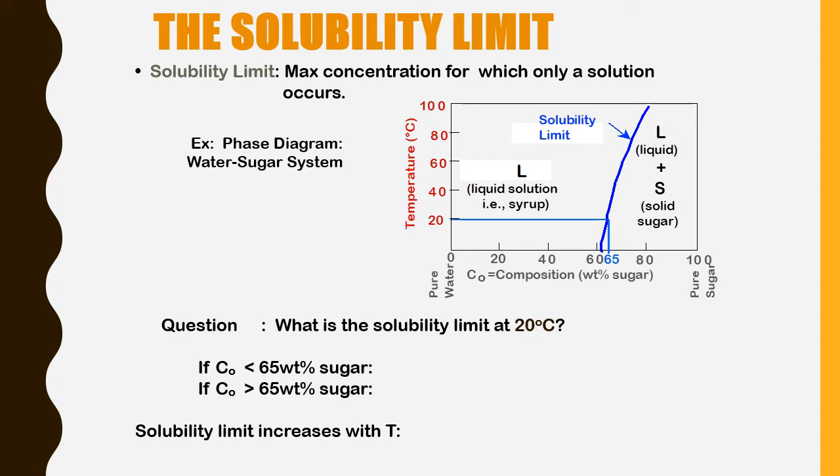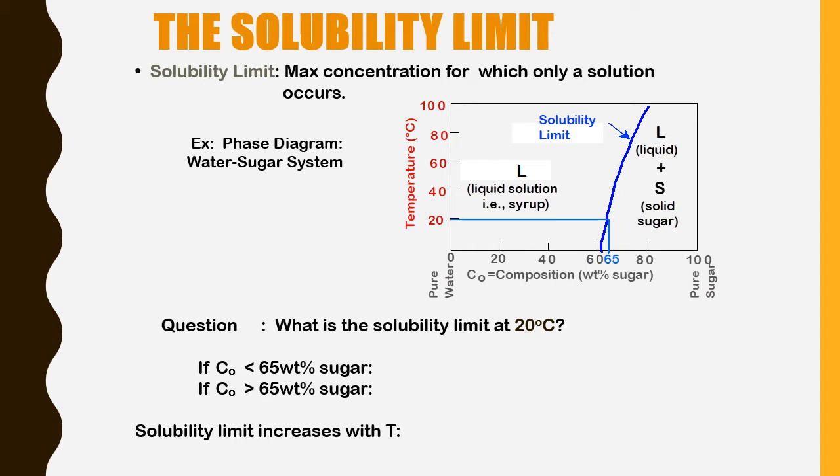So if I ask you, what is the solubility limit of sugar to water at temperature of 20 degrees C? What you do is you drag the line over here until it reaches the solubility limit line, and you drag it downward, and you shall see that at temperature of 20 degrees C, the composition for sugar that can be added is 65 weight percentage. WT stands for weight percentage.